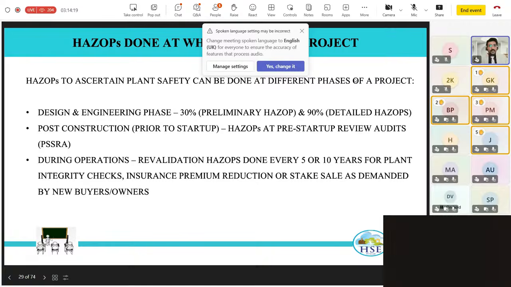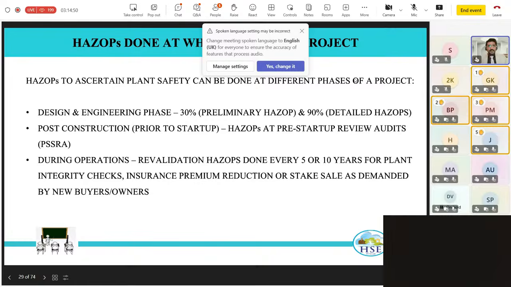Okay, next, HAZOP is done at what phase of a project? Again, we said HAZOP is done to ensure plant safety and can be done at different phases of a project. This is very important to understand, because not many of us would have essentially worked at different stages of a project or a full life cycle of a project. So we are usually typically in the design or in the engineering phase, but the HAZOP can be done at different stages. One is the design and engineering phase, where you do it at 30%, as I told you, preliminary HAZOP, and at 90% where you call it a detailed HAZOP.